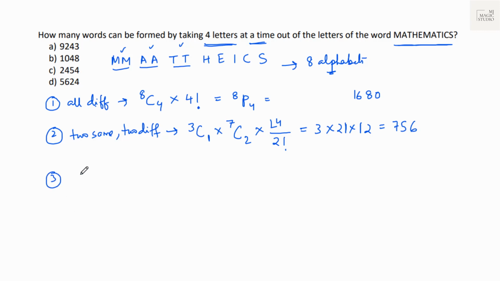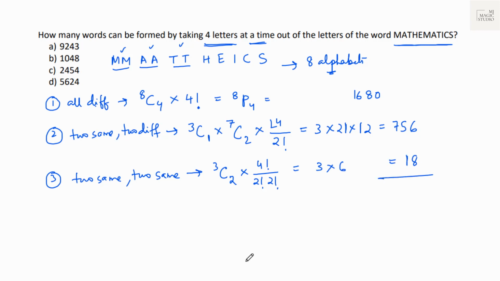Third case, I am forming words where I have got 2 same and 2 same letters. Suppose I have taken MMAA and then I am forming words. So for 2 same and 2 same, how many options do we have? We have 3 letters to choose from, and from these 3 letters you will select any 2. Suppose you select M and A and bring both M and both A. Now, in how many ways can you arrange them? Factorial 4 ways, out of which 2 are of the same kind and another 2 are also of the same kind. 3C2 is 3. 24 by 4 is 6. That is 18. Can we have any more cases?